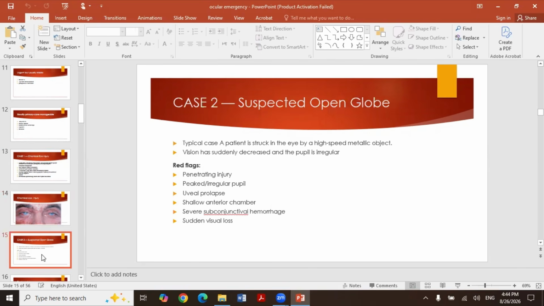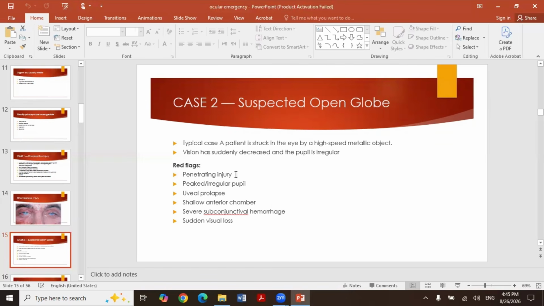Case number 2, suspected open globe, ruptured globe we call it. Typical case: the patient comes to the emergency department, struck in the eye by a high-speed metallic object. Vision has suddenly decreased and the pupil is irregular. So always look at the pupil. Normally it's round, regular, and there is a response to the light. Here in ruptured globe, it's not round, not regular, and there is no response to the light.